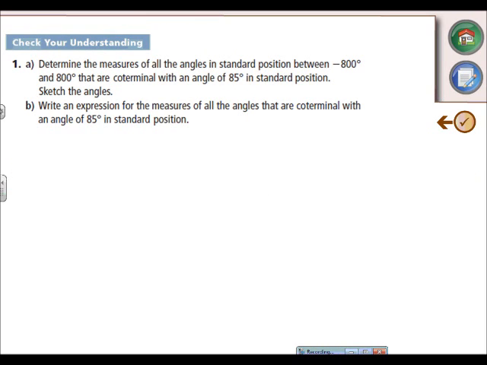All right, let's look at all the angles that are coterminal with 85. That's a key one there. Let's highlight that. And we're going from negative 800 to positive 800. 85 degrees, that is our reference angle. Let's do a quick little sketch for ourselves. I know that 85 degrees is going to be somewhere in quadrant 1, where that's 85 degrees.